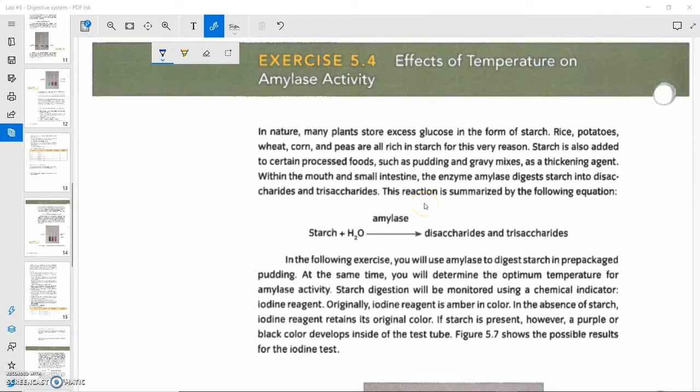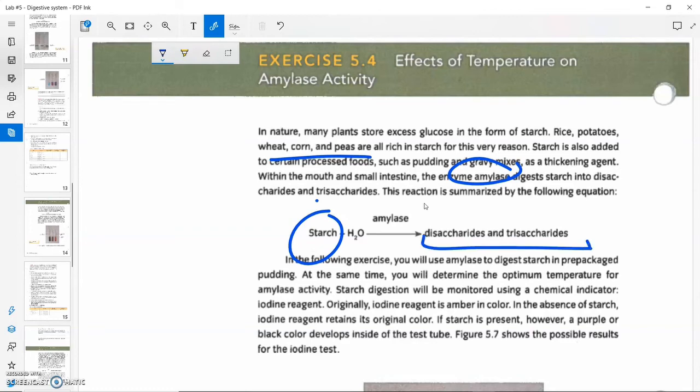So many plant-based foods rich in starch, such as wheat, corn, peas, rice, potatoes, are digested with an enzyme called amylase, which breaks down starch into di and trisaccharides.